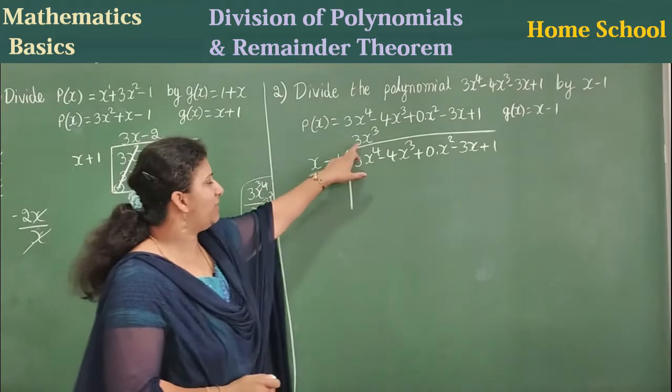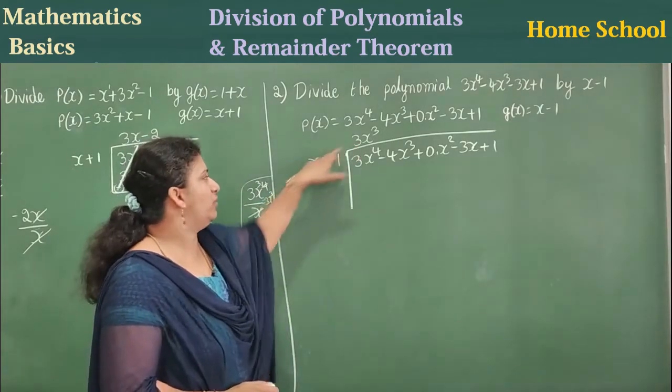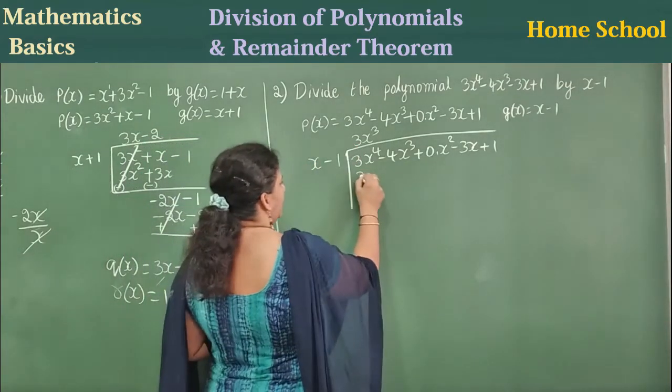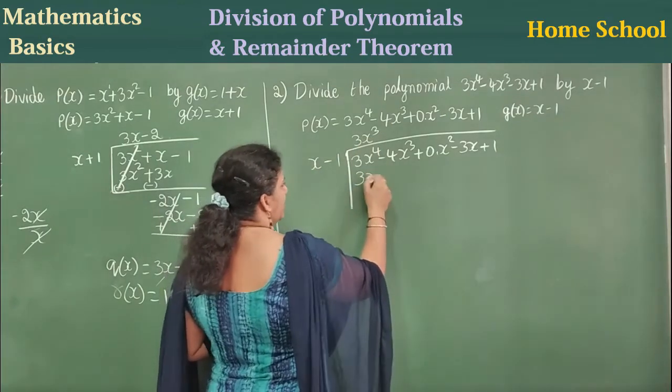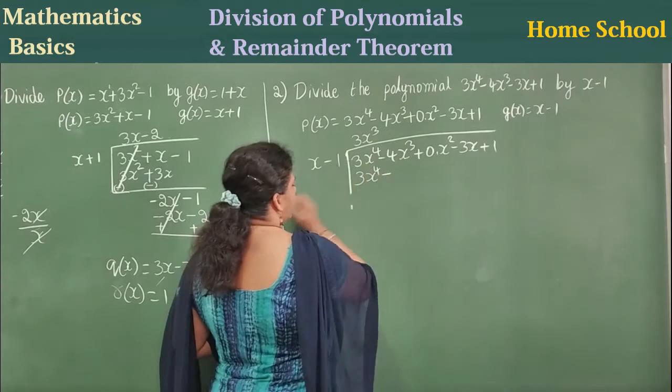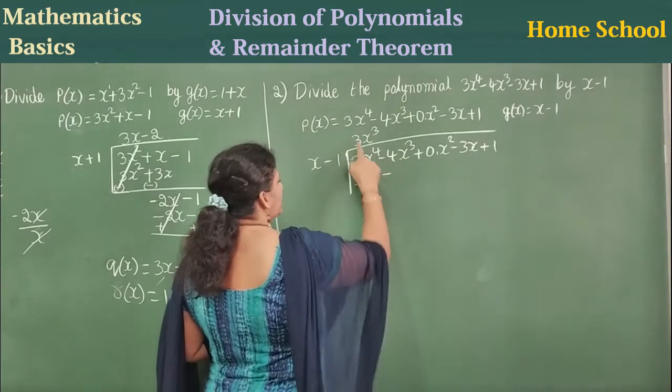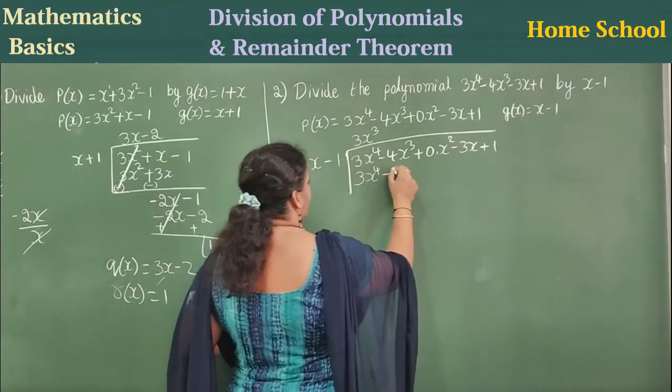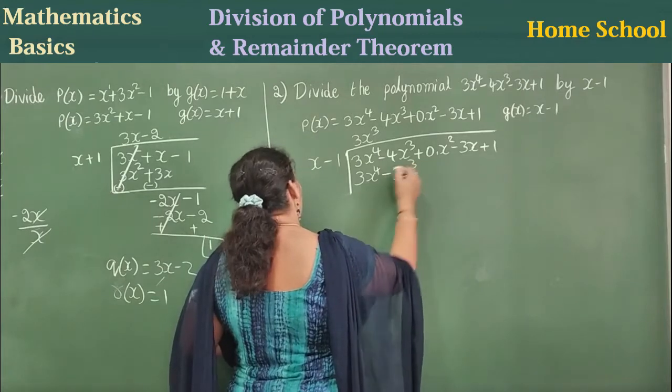Right? Now multiply the number, what do you have? 1. 3 into 1 will be 3. X cube into x, x power 4. And plus into minus, minus. Right? So 3x cube into 1 will be 3x cube.